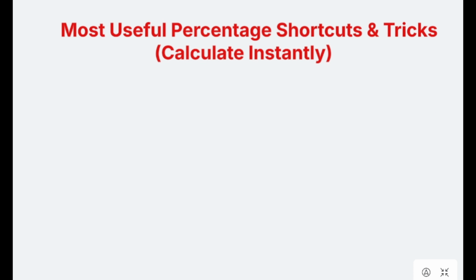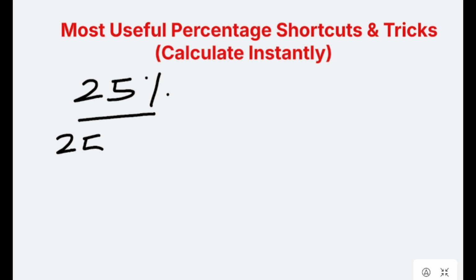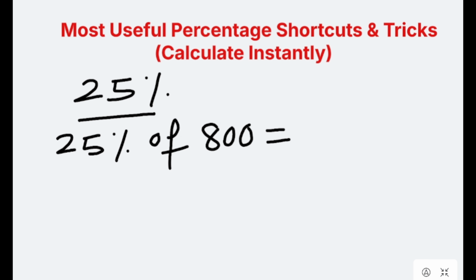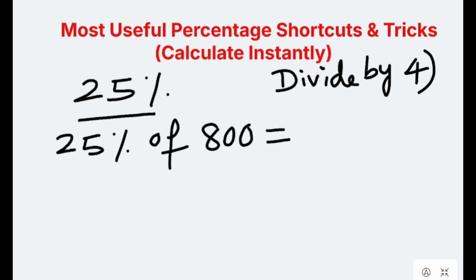The next trick is going to be finding 25% of any number. Let's see how you find 25% of any number. So what is the trick or shortcut for this? For example, say we are finding 25% of 800. What is the answer? The trick here is just divide by 4. So to find 25% of any number, the trick is divide by 4.